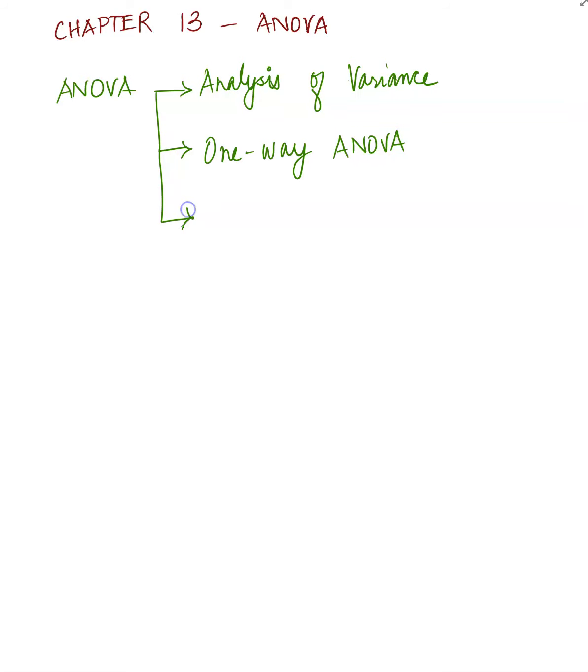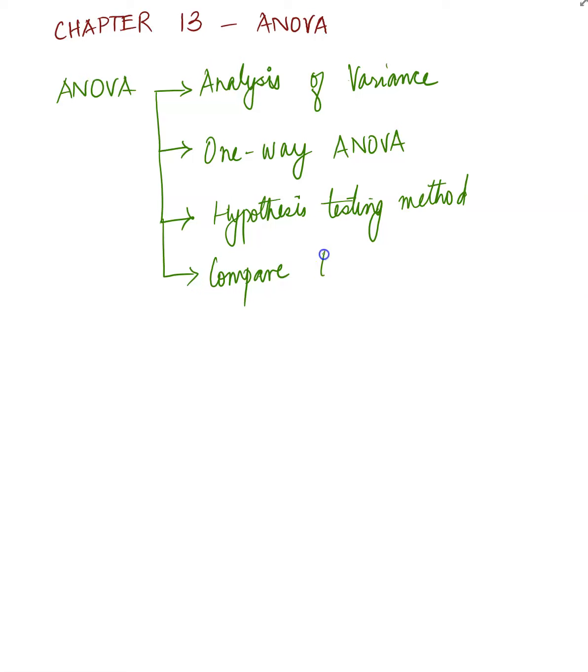So this is a hypothesis testing method. And when I say this, you might be able to make a quick connection with those eight-step rules, right? The 8-step process. So that is your hypothesis testing. So please remember that. And we are here looking to compare three or more means.